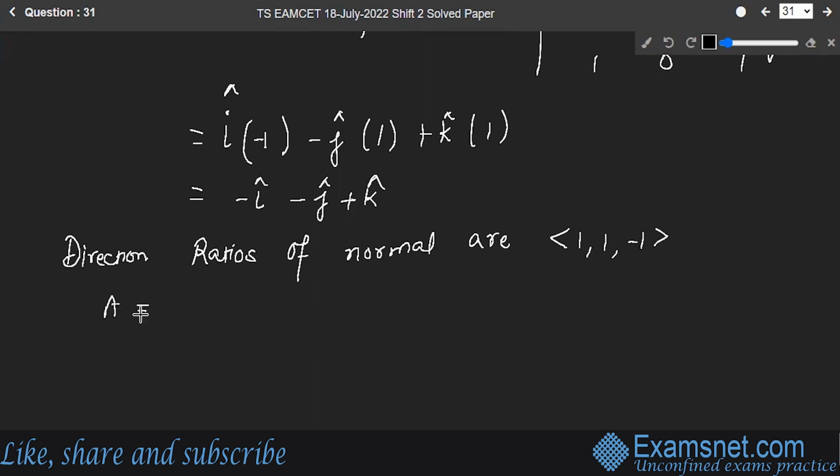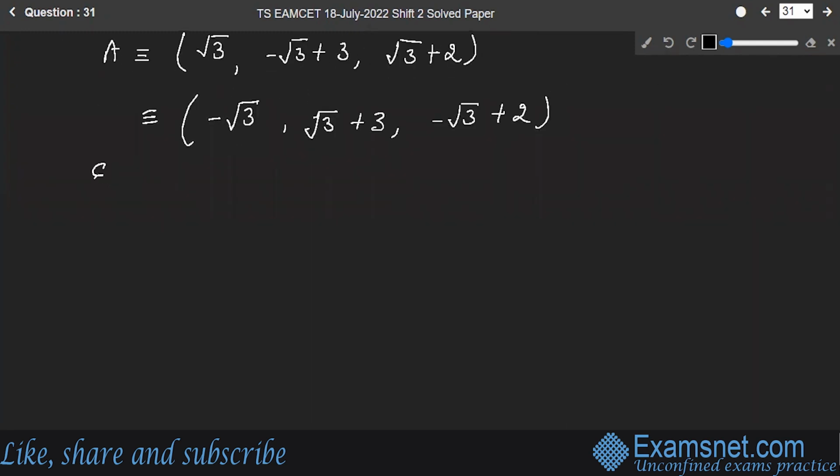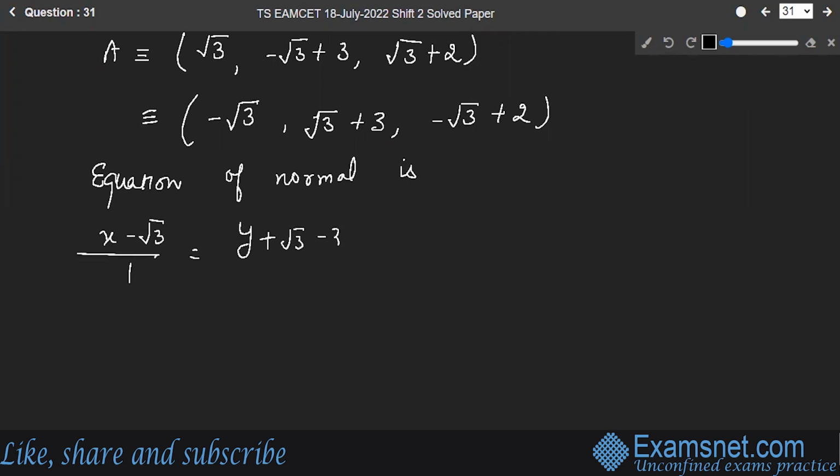And A will be equivalent to (root 3, minus root 3 plus 3, root 3 plus 2). Or it can have, see, this was equal to plus minus root 3, so A can also be equivalent to (minus root 3, root 3 plus 3, minus root 3 plus 2). Using this, the equation of the normal is (x minus root 3) upon 1, (y plus root 3 minus 3) upon 1, (z minus root 3 minus 2) upon minus 1.